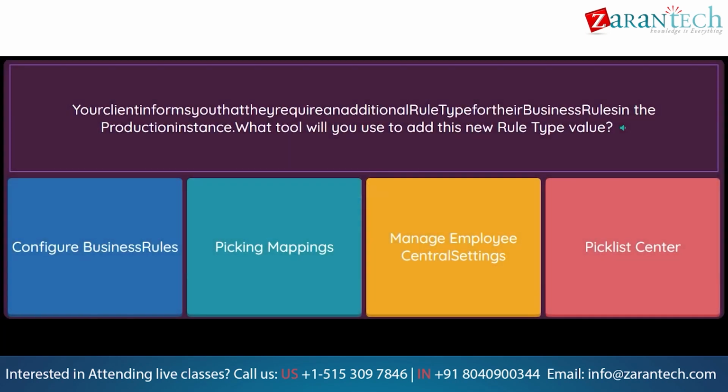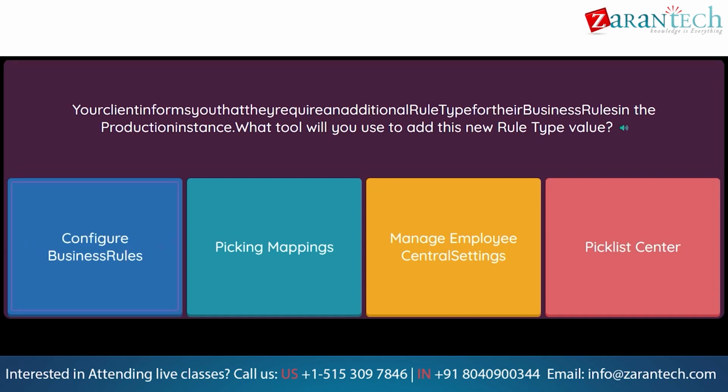Question: your client informs you that they require an additional rule type for their business rules in the production instance. What tool will you use to add this new rule type value? Option 1, Configure Business Rules. Option 2, Picklist Mappings. Option 3, Manage Employee Central Settings. Option 4, Picklist Center.